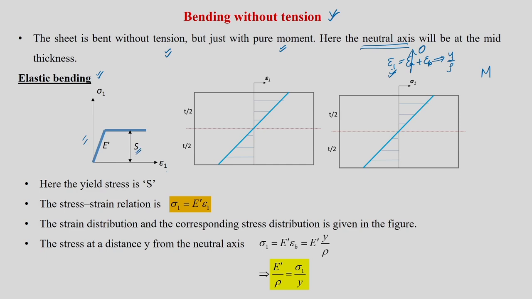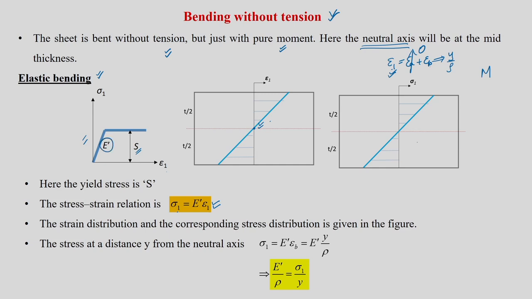And for this case, it is very straightforward, you get a strain distribution in this fashion. So, T by 2, it is going to be 0 at the mid location. Why? Because the neutral axis will stay at the mid thickness, and that is because epsilon A is 0. So, for this, you have to get a stress distribution. That is our aim here. So here, very simply, sigma 1 is nothing but E dash into epsilon 1, because bending is only elastic. So you are going to use the equation relevant to the first part.